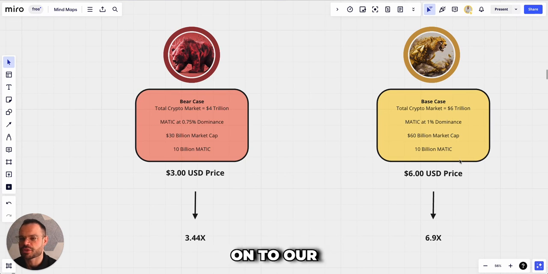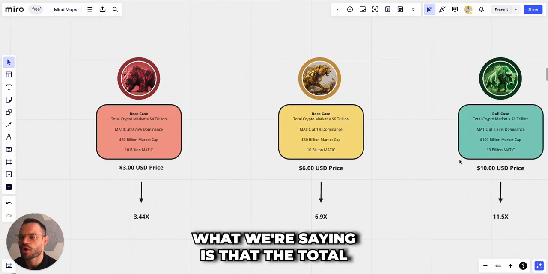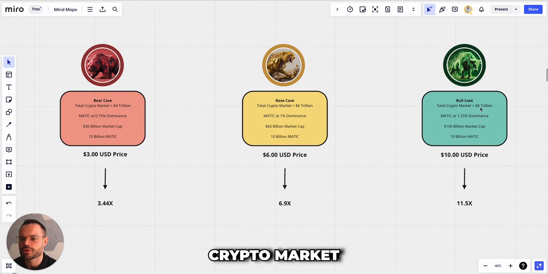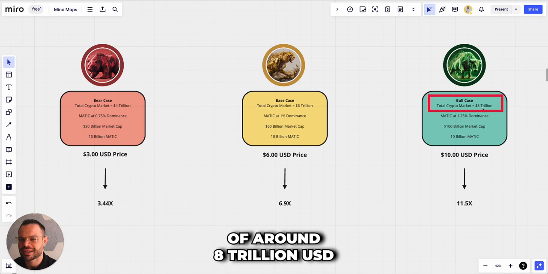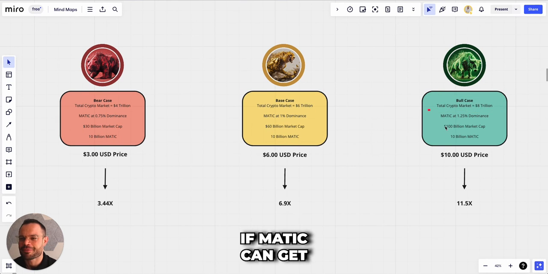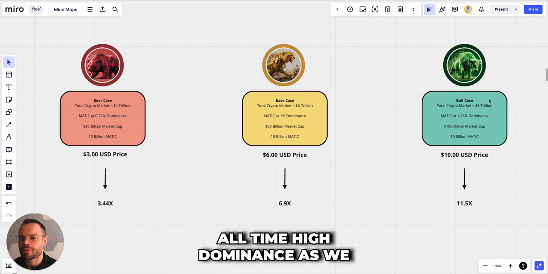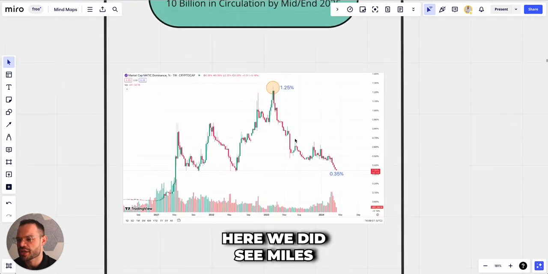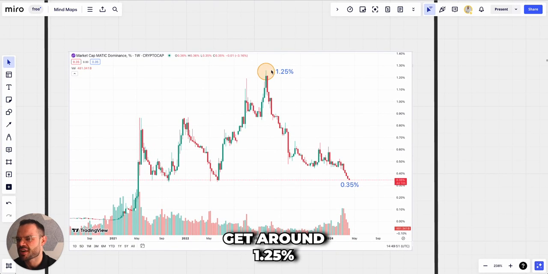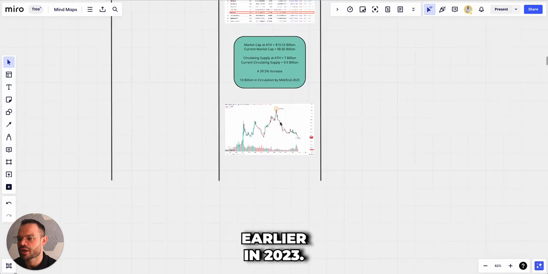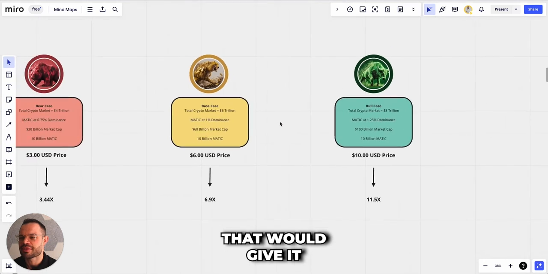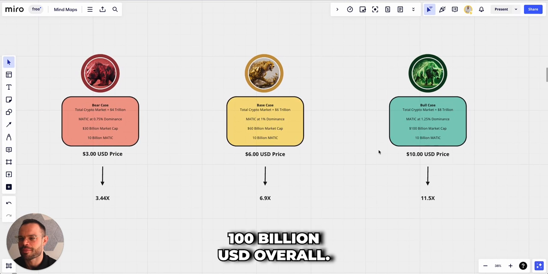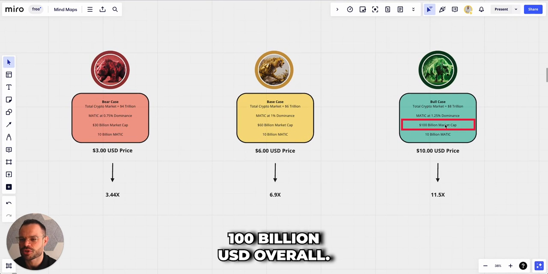Finally, moving on to our most bullish scenario, what we're saying is that the total crypto market cap could reach a market height of around 8 trillion US dollars. If MATIC can get back to its previous all-time high dominance, as we saw in this chart here, we did see MATIC at around 1.25% earlier in 2023. That would give it a market cap of about 100 billion US dollars overall.